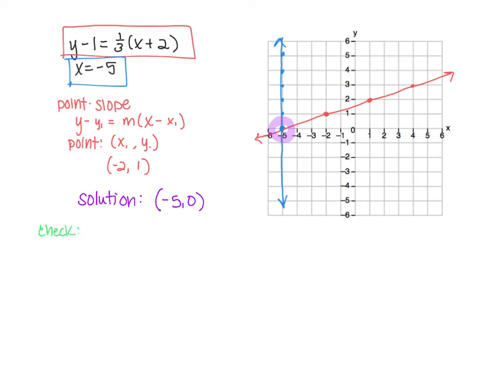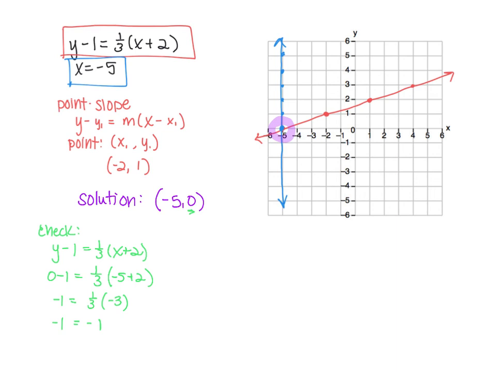Now, if I wanted to check my work on this, I would need to verify that this solution works in both equations, meaning in y minus 1 equals 1/3 x plus 2, if I plug in 0 for y and negative 5 for x, I would have a true statement. So I get negative 1 on the left, equals 1/3 times negative 5 plus 2, which is negative 3. Well, 1/3 of negative 3 is negative 1, and negative 1 equals negative 1.